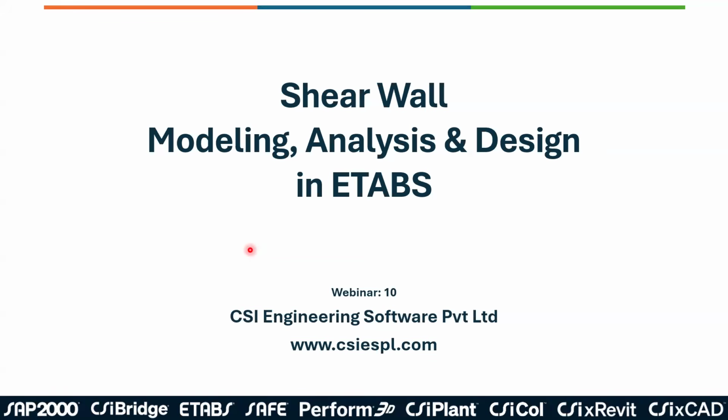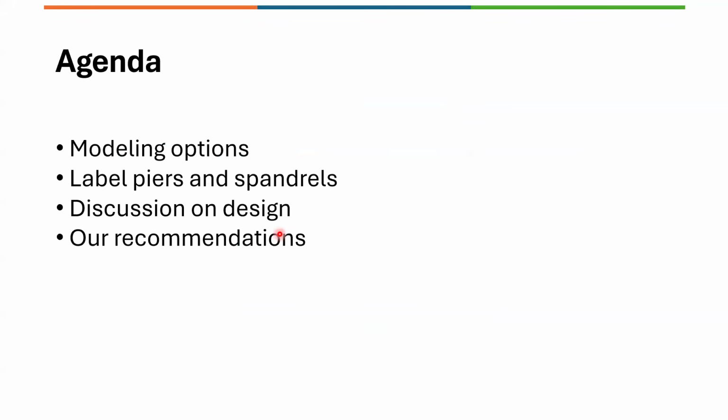Today's discussion will be on the shear wall, modeling, analysis, and design in ETABS. So the agenda is very simple: we would be discussing the modeling options available in the program and the requirements for the Pier and Spandrel labeling, which is necessary for the design, and a brief discussion on the design and other options within the design modules. Along with that, we also provide our recommendations in the modeling and design.